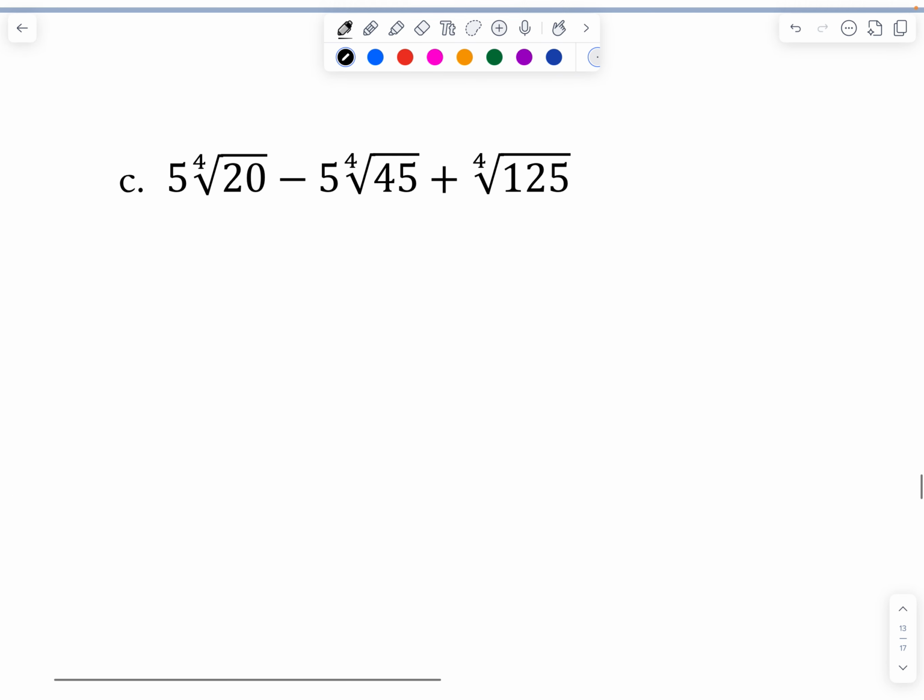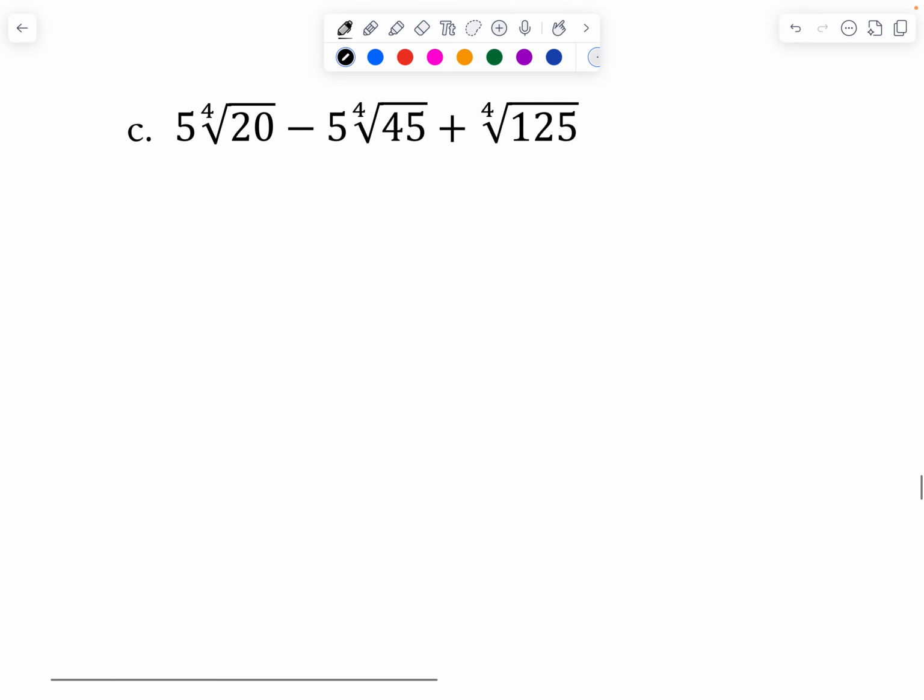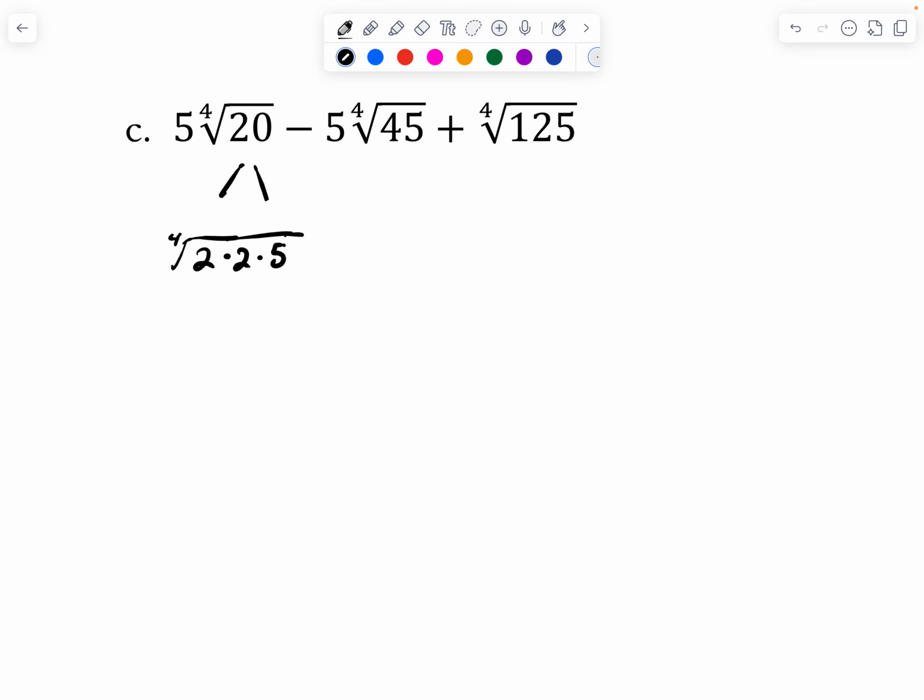All right, letter C. Now, letter C, unfortunately, if I were to try to break down this 4th root of 20 into a number of 2's, I could do 2 times 2 times 5, right? That would be 20. But because the index is 4, you need 4 of one number to be multiplied together to be able to pull out one of those outside the radical. Same thing if I did 45. That'd be the 4th root of 3 times 3 times 5.